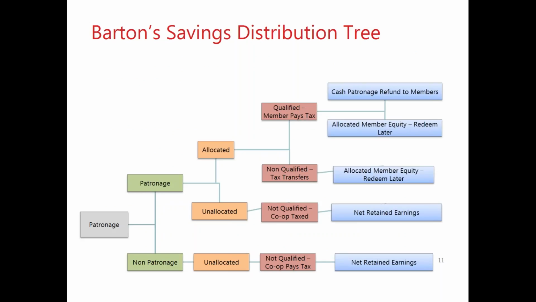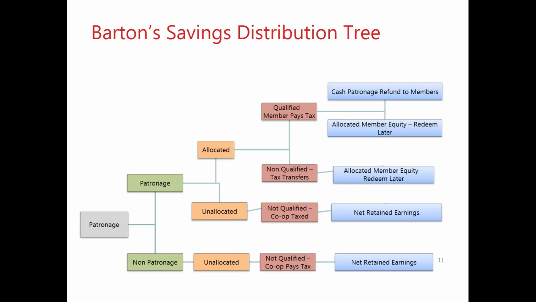So we've got the terminology out of the way, and this looks like a complicated decision tree, and I've actually made it more simple. Many of you may have seen this. This is kind of my go-to figure in trying to describe how profits are distributed and how equity is distributed. This is credit to Dr. David Barton at K-State, or formerly at K-State. Technically, this is called the Cooperative Income Distribution Management Model. That's a bit of a mouthful, so I just put Barton's Saving Distribution Tree.